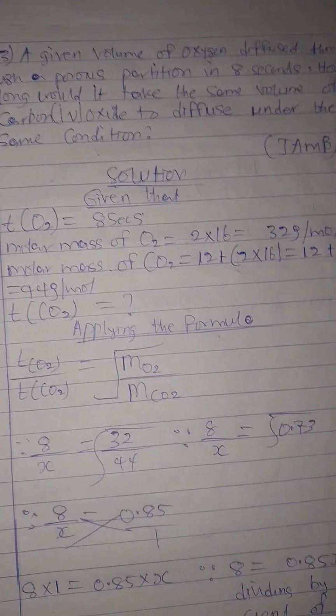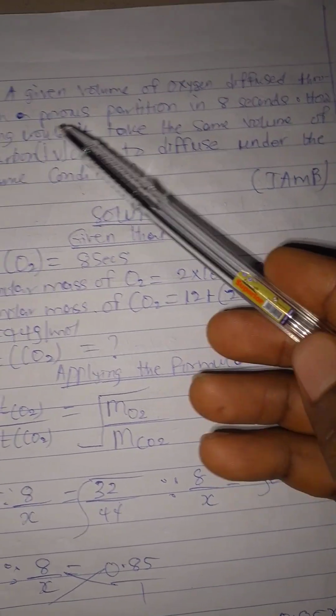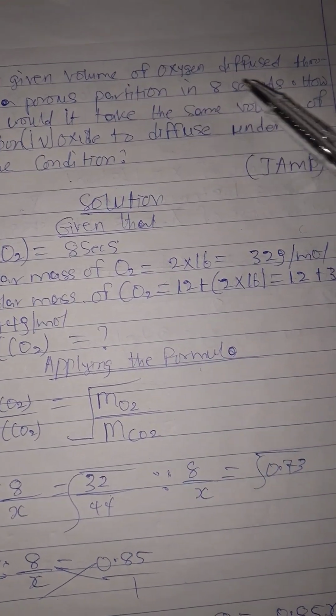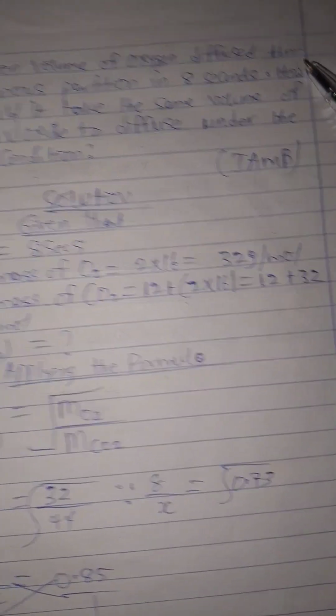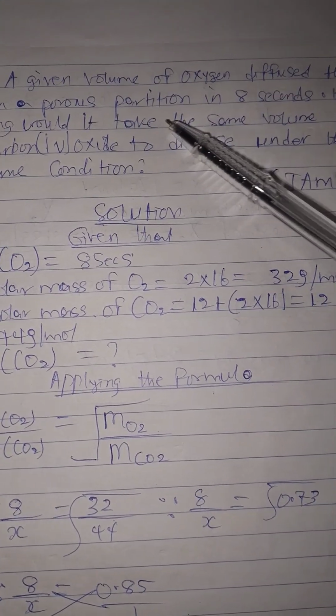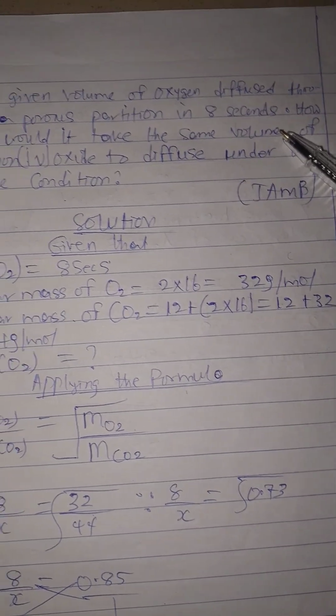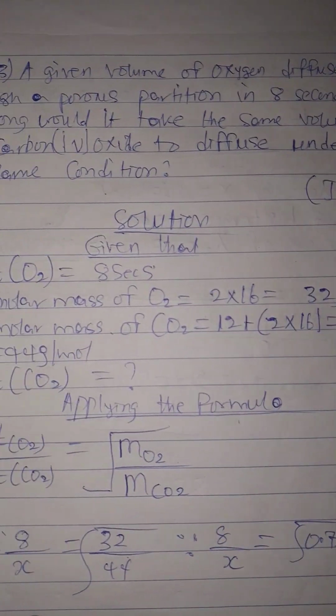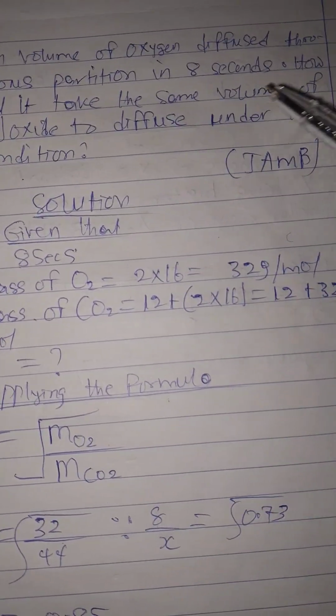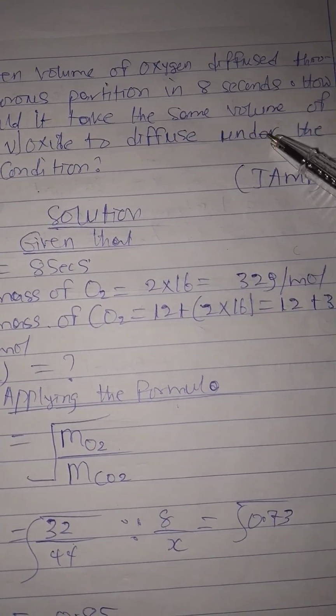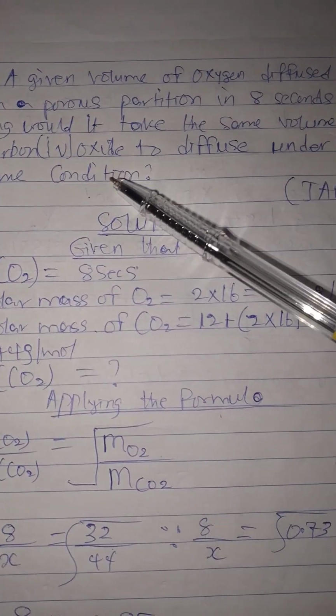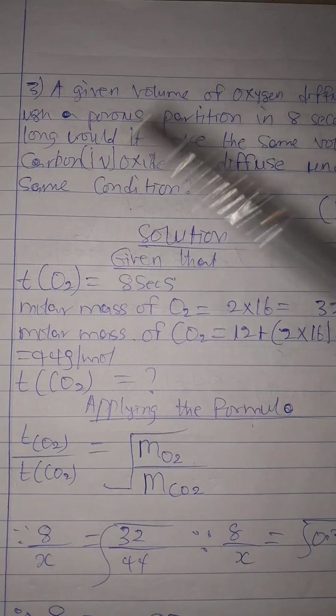I have question number 3. Question number 3 says that a given volume of oxygen diffuses through a porous partition in 8 seconds. How long will it take the same volume of carbon dioxide to diffuse under the same condition?